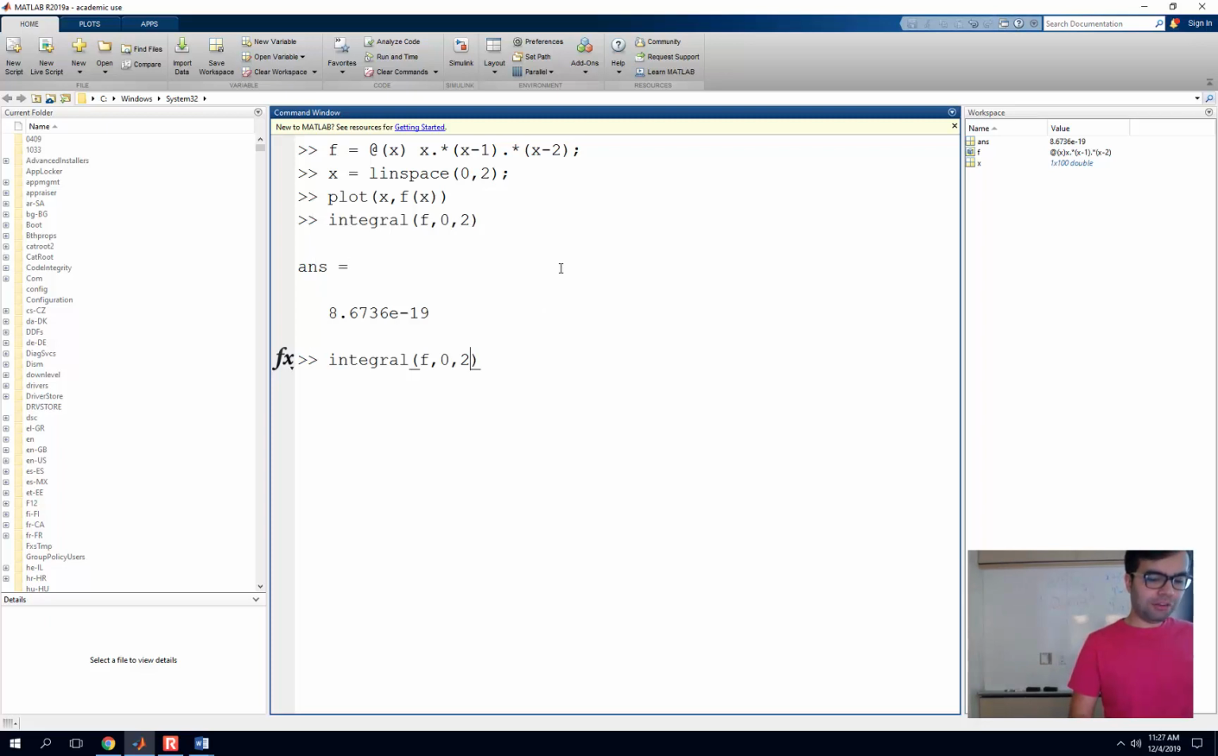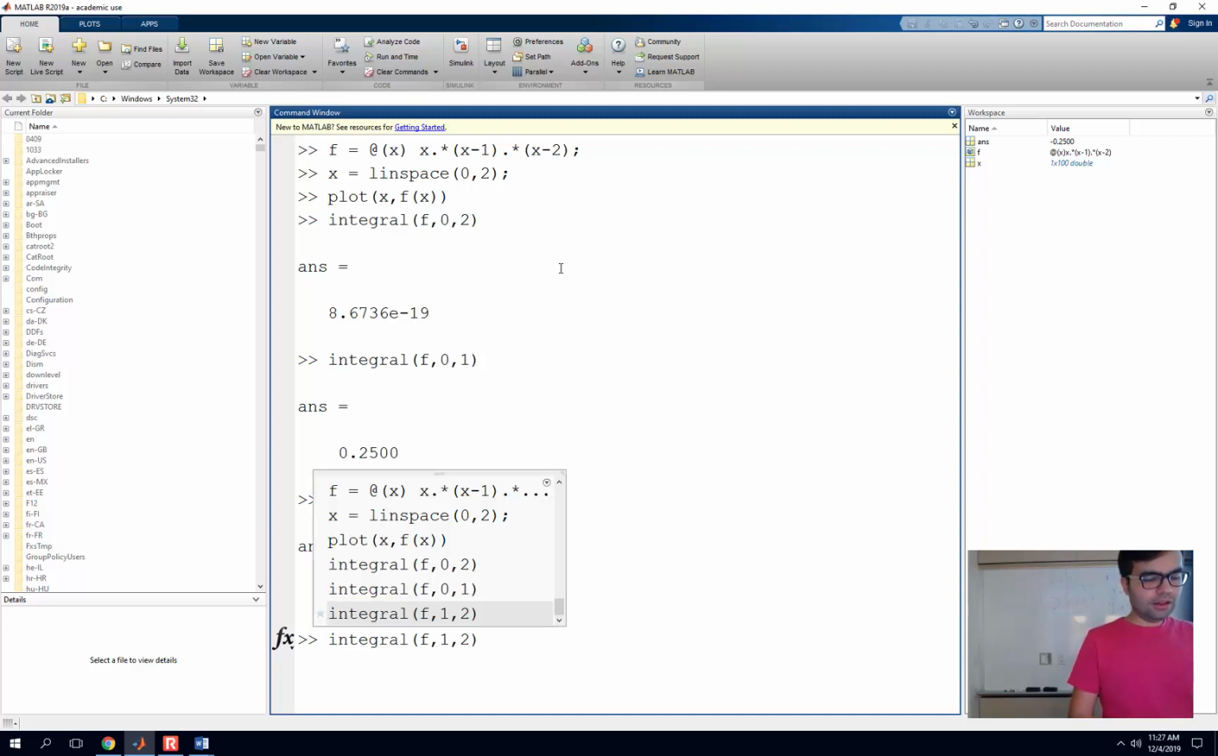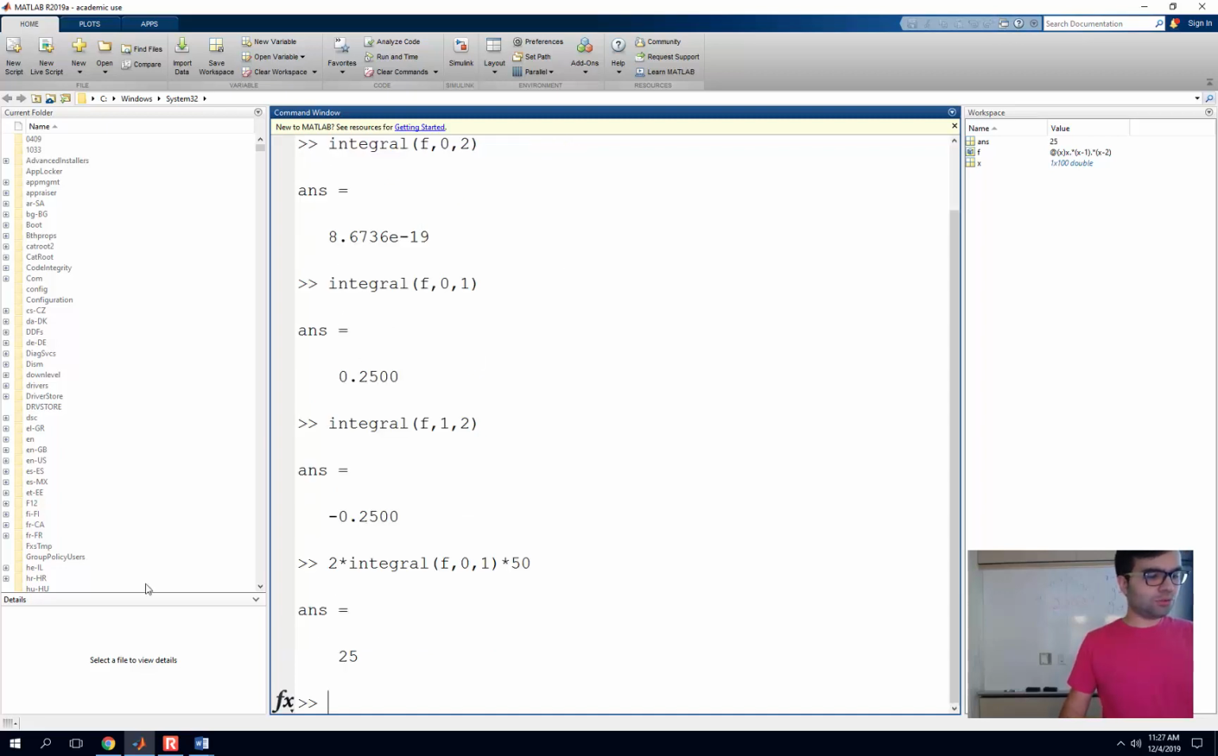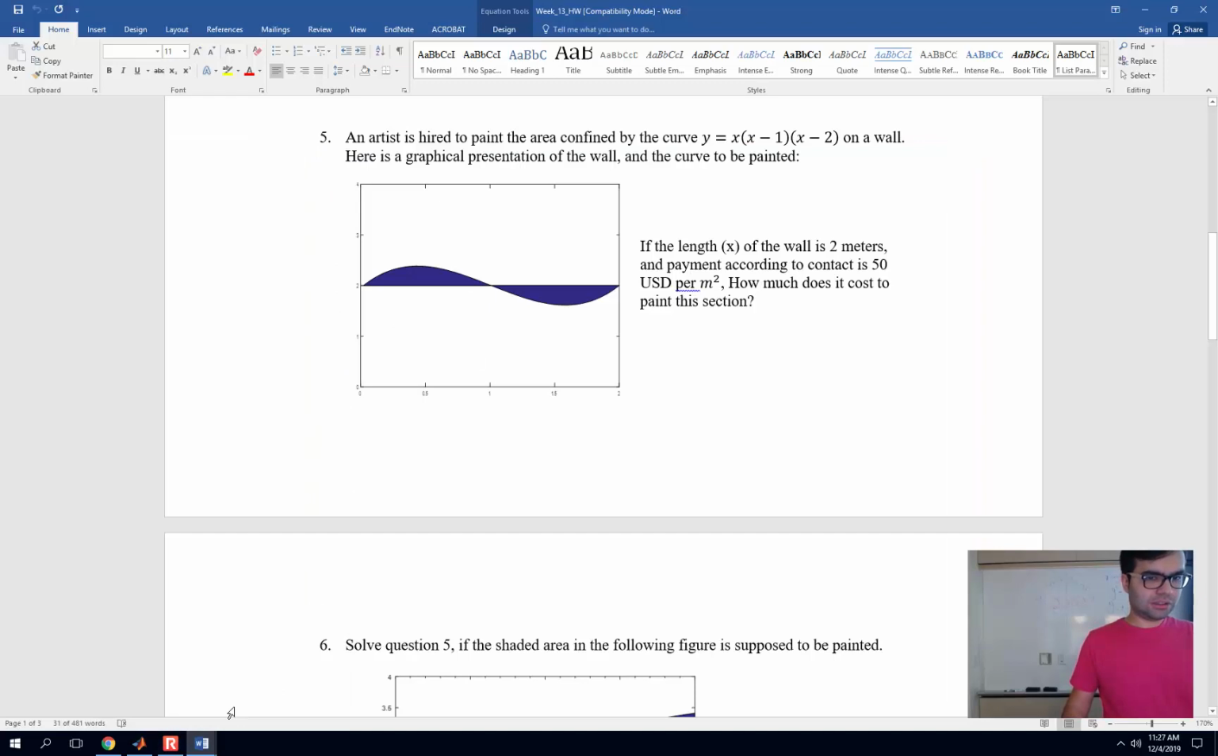But if I go from 0 to 1, that's 0.25. If I go from 1 to 2, that's negative 0.25. That's why I get 0, because they cancel out. So what I can do is 2 times the integral between 0 and 1 because they're symmetrical, and then $50 per square meter. That's how much you pay, $25.